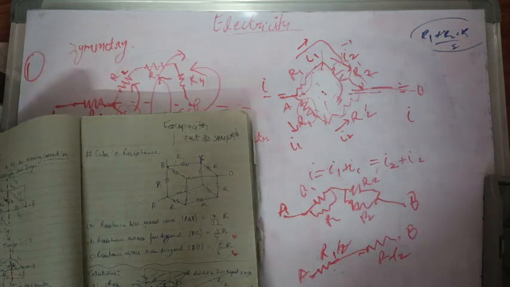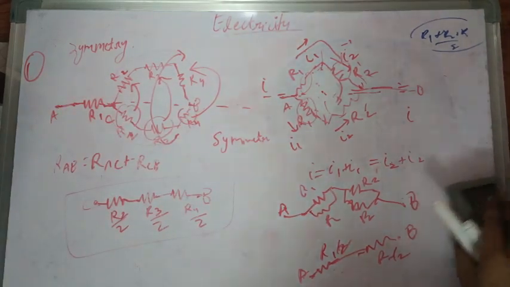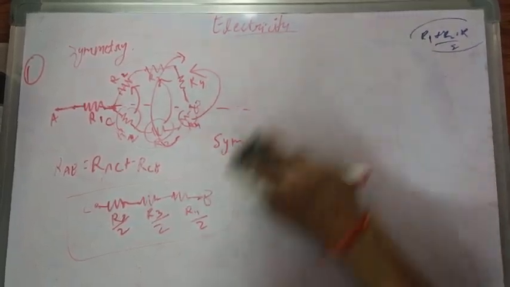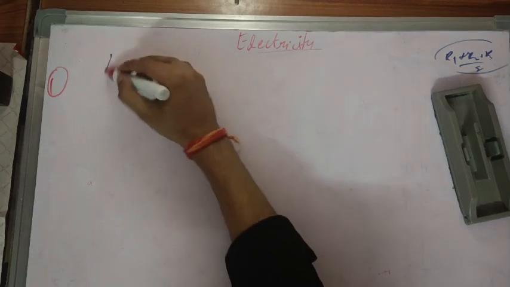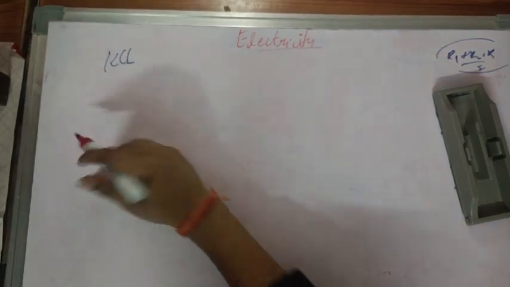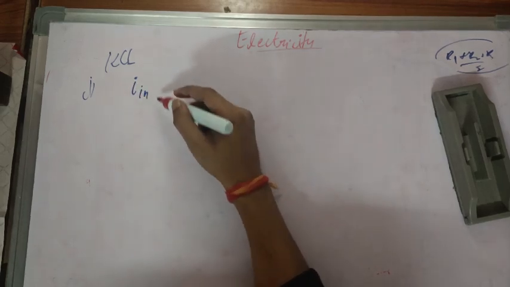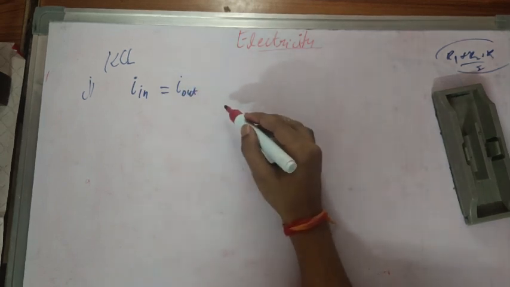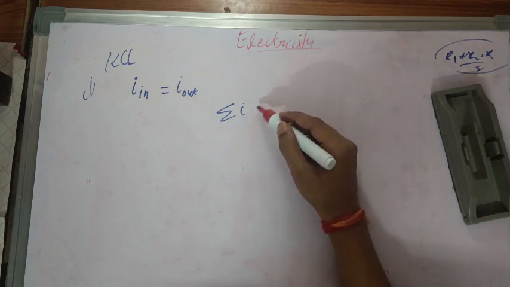That's it. Now moving to Kirchhoff's circuit law, KCL. In KCL, the first thing we study is that the total current going in is equal to the total current going out, and the summation of all the currents at any point would be equal to 0.